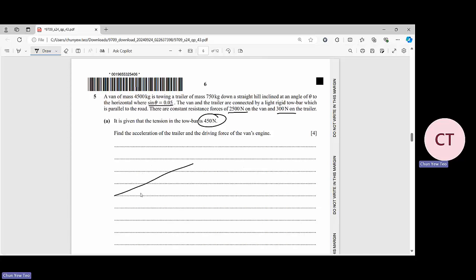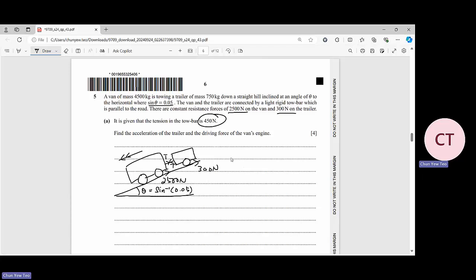So we are having a diagram. We have the van towing a trailer, going down the hill. You have the tension here, the tension here, a resistance of 2,500 Newton here, and a resistance of 300 Newton here. This is the theta. The sine theta is 0.05, which means theta is arc sine of 0.05.